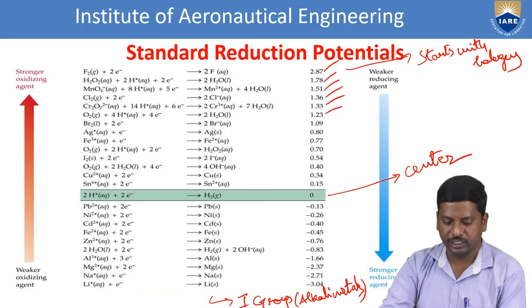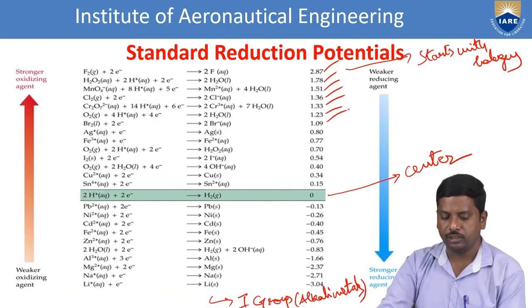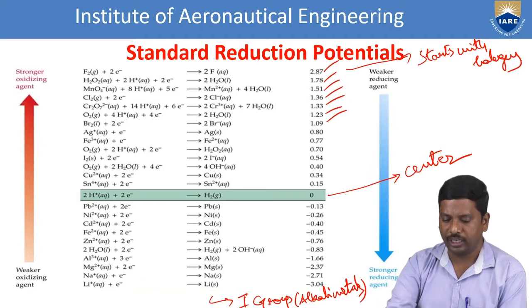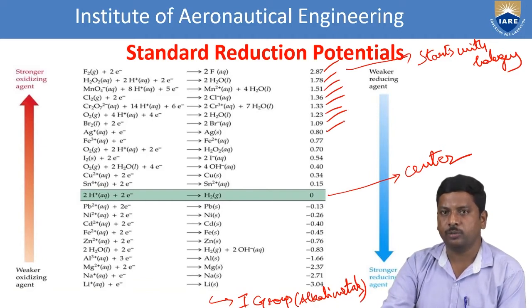And next one is the chromium undergoes a reduction with 2 moles of electrons, 1.09 volts. And silver reduction with only 1 electron because of its valency to get a silver solid, with a 0.80 standard reduction potential.